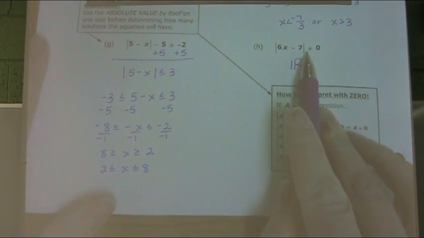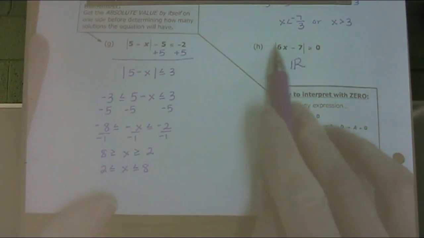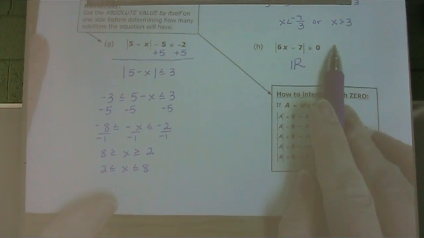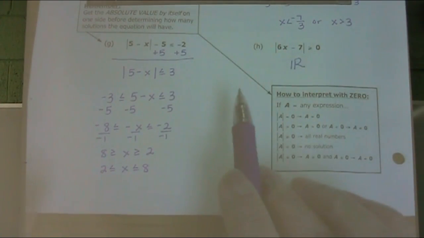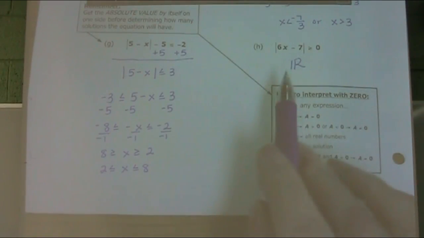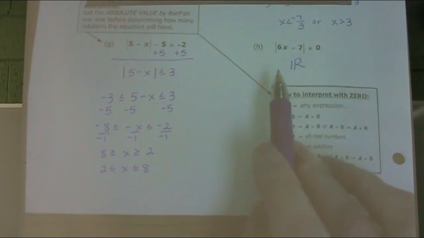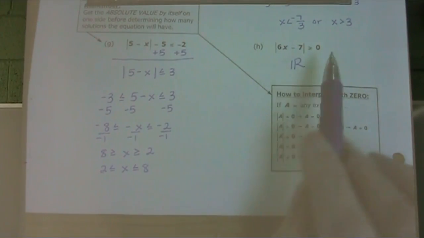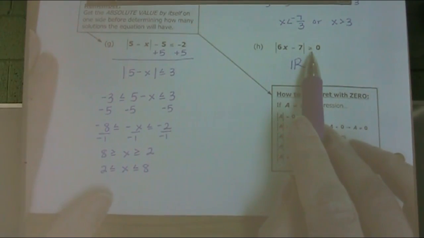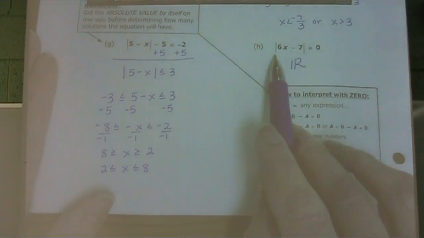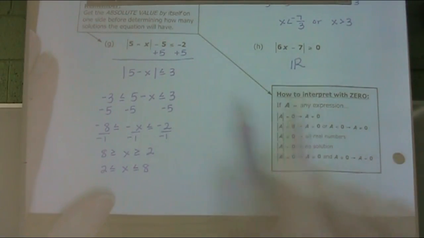Absolute value, the lowest thing it can be is 0, because the absolute value of 0 is 0. Otherwise, it's always positive. So the possible answers that you can get for any absolute value is 0 or greater. All right? So it could be equal to 0, and it could be greater than 0. And that defines what absolute value is.